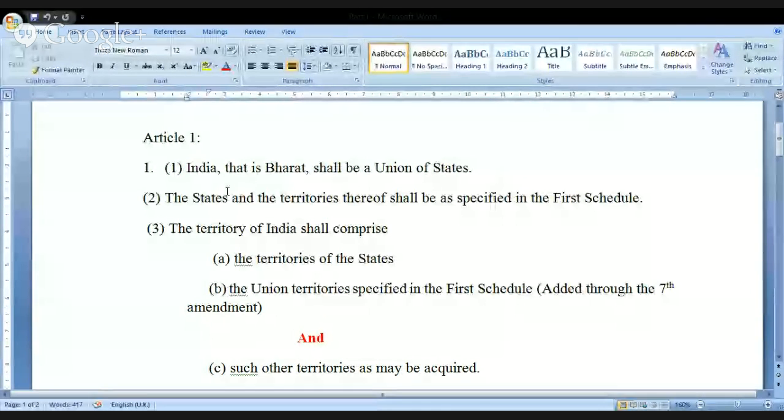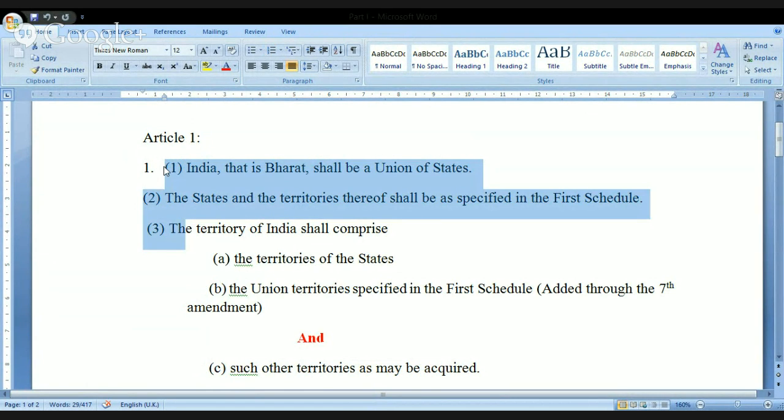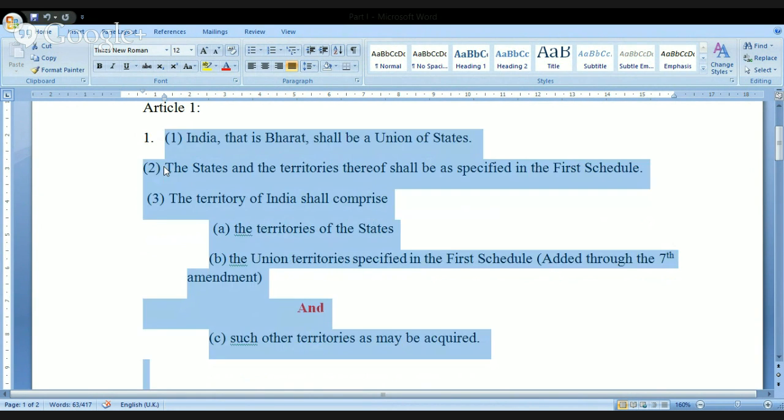Let me open the document. Now, look at this. Article 1. If you look at this, this is Article 1. And in this one, I have some clauses. Whatever I have written in the brackets here, clause 1, clause 2, clause 3. So these are the clauses. Again in clause 3, I got A, B, and C here, if you can remember.